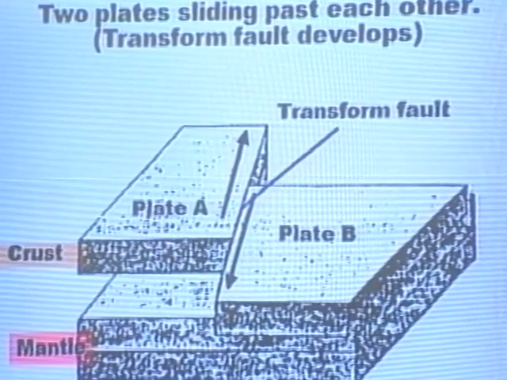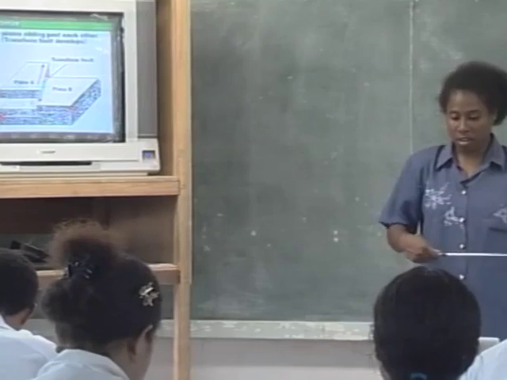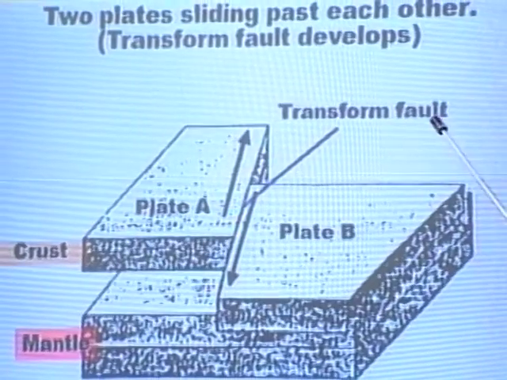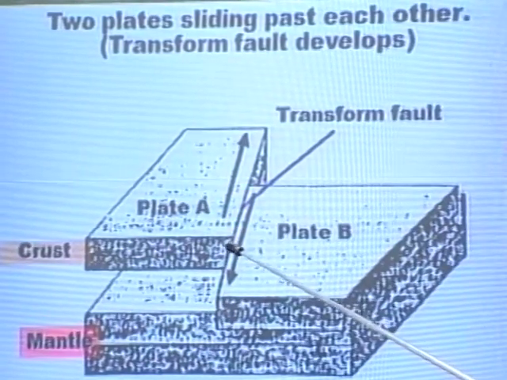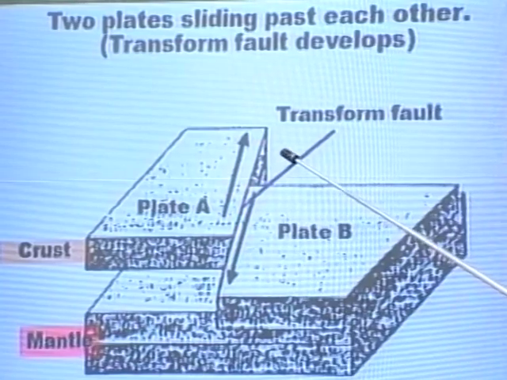And the third movement, of 2 plates sliding past each other, your 3-dimensional diagram should also note where the transform fault is. I'd like you to plot accurately where that would come in this particular plate movement.